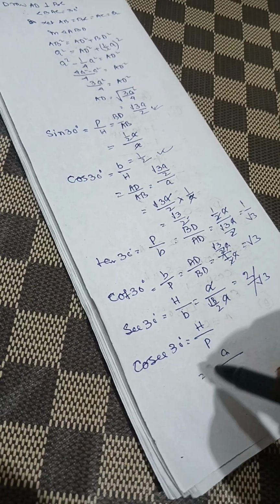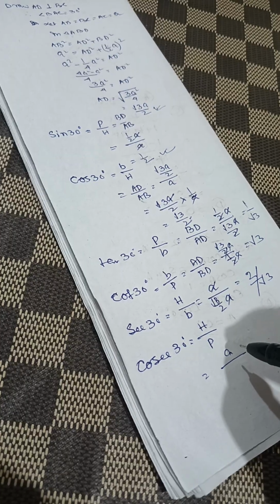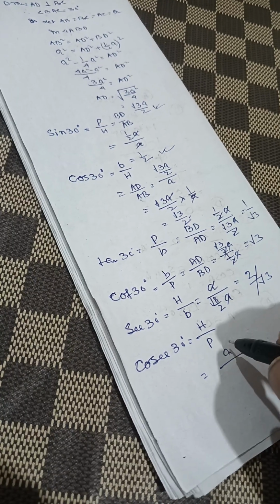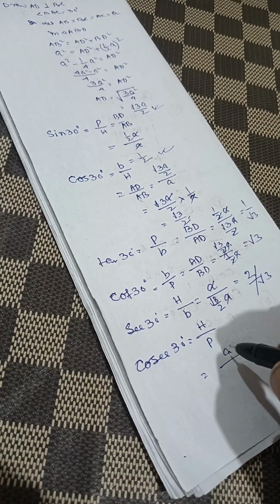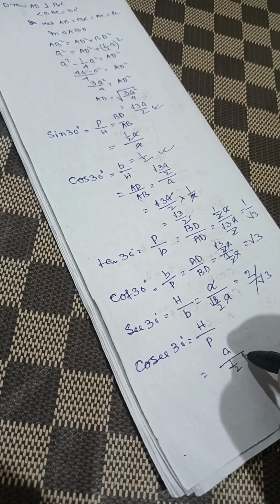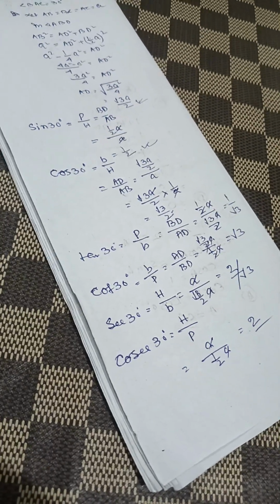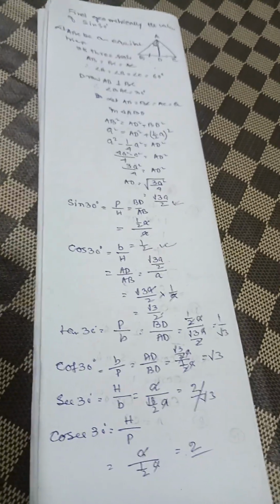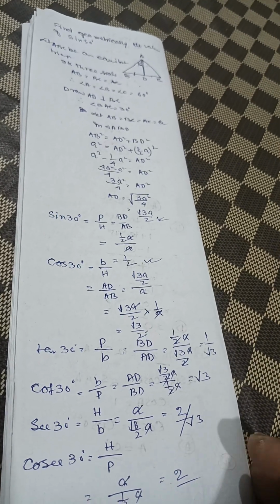Cosec 30 I have written as H by P. H is AB, AB is A, and P is BD. BD is half of A. So A cancels, so the answer will be 2. Okay, so this is the way you can find the value of sin 30, cos 30, tan 30, cot 30, sec 30 and cosec 30.